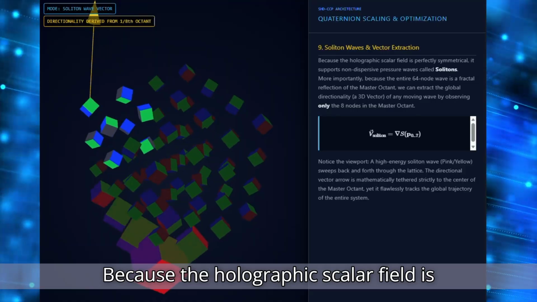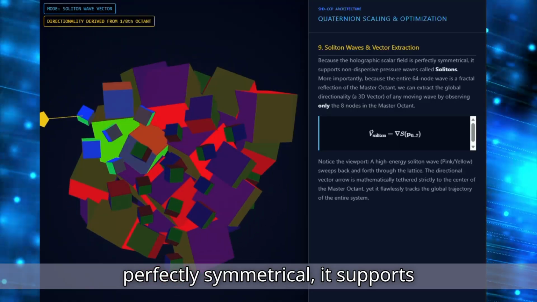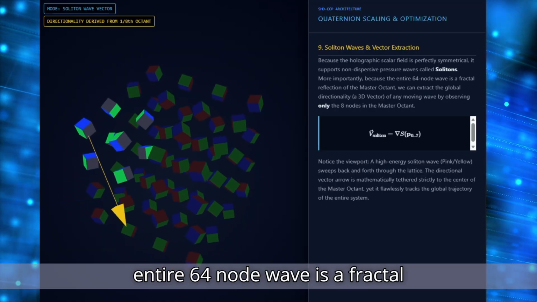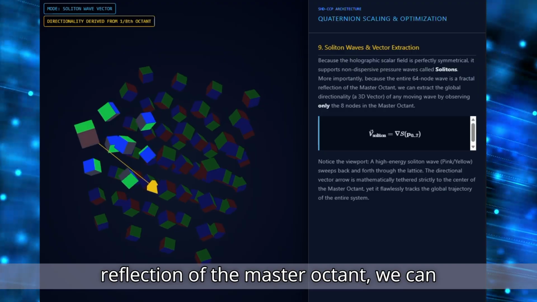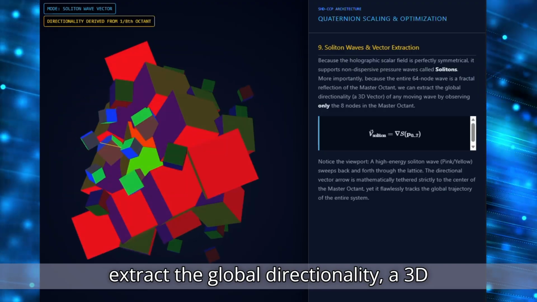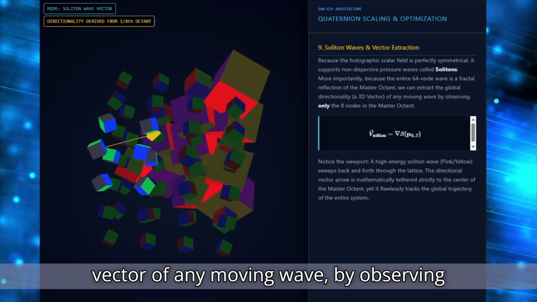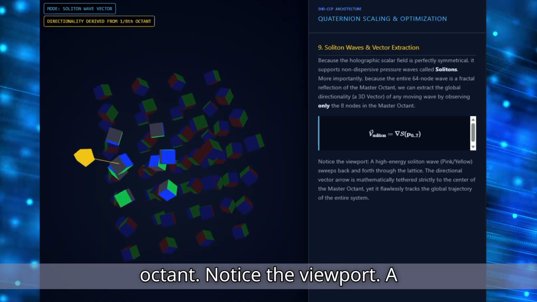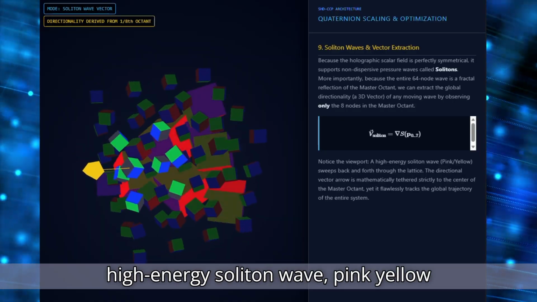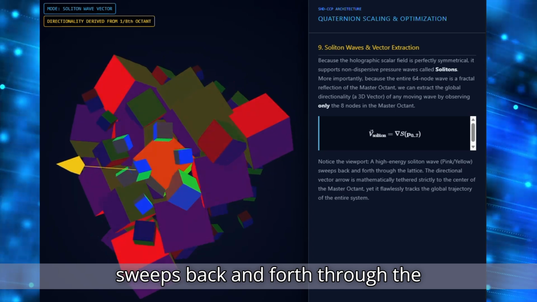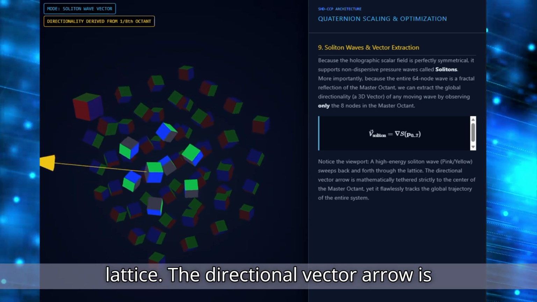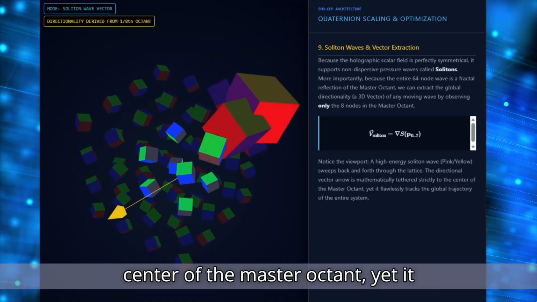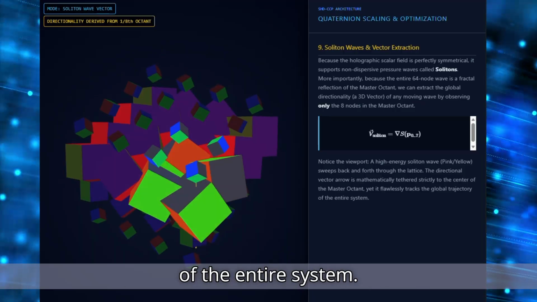Because the holographic scalar field is perfectly symmetrical, it supports non-dispersive pressure waves called solitons. More importantly, because the entire 64-node wave is a fractal reflection of the master octant, we can extract the global directionality, a 3D vector, of any moving wave by observing only the 8 nodes in the master octant. Notice the viewport: a high-energy soliton wave, pink/yellow, sweeps back and forth through the lattice. The directional vector arrow is mathematically tethered strictly to the center of the master octant, yet it flawlessly tracks the global trajectory of the entire system.